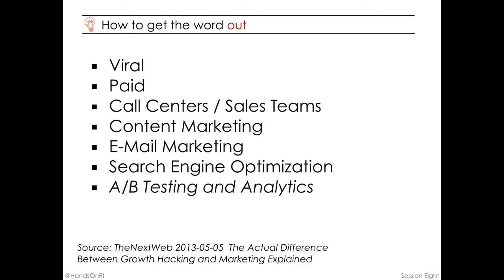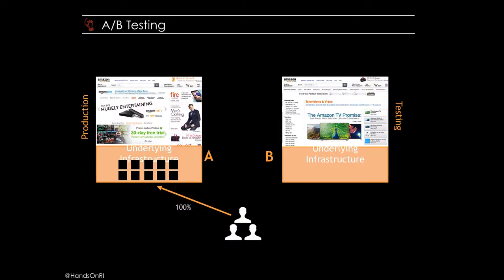Because they could just send half their traffic one way and half their traffic the other way, and whichever page had the best conversions, they would start shifting and morphing their web pages to look like the higher performing page. There are other companies like Optimizely that do the same thing. So anyway, here's A/B testing, right?